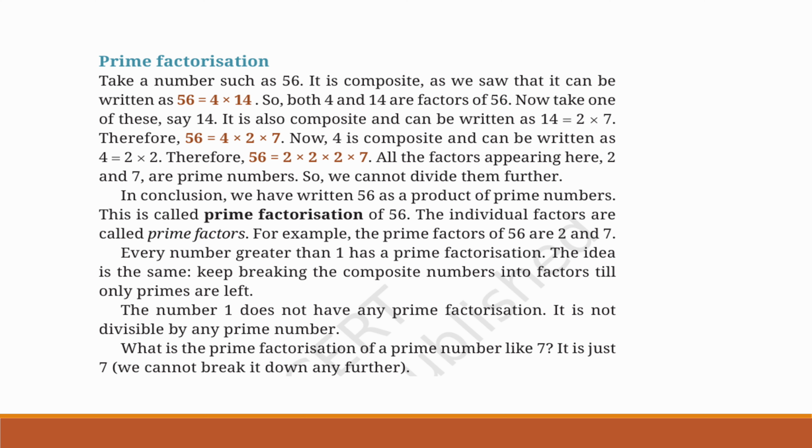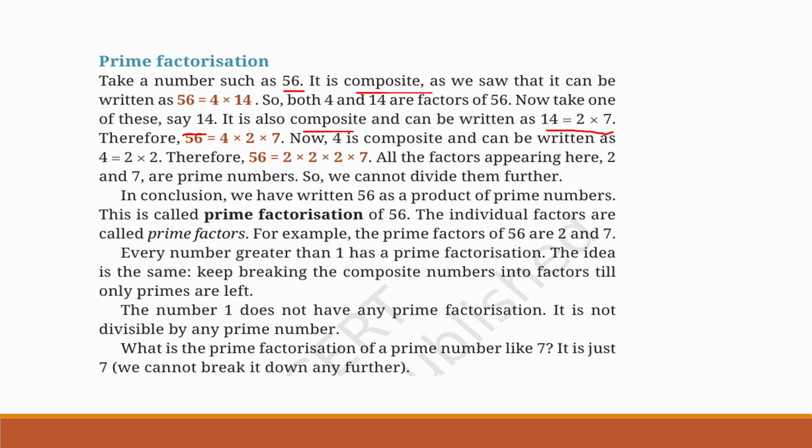Prime factorization. Take a number such as 56. It is composite. As we saw, it can be written as 56 is equal to 4 into 14. So both 4 and 14 are factors of 56. Now take one of these, say 14. It is also composite and can be written as 14 is equal to 2 into 7.